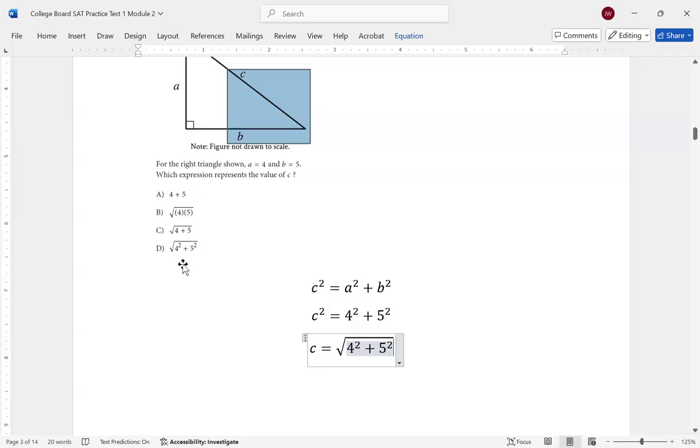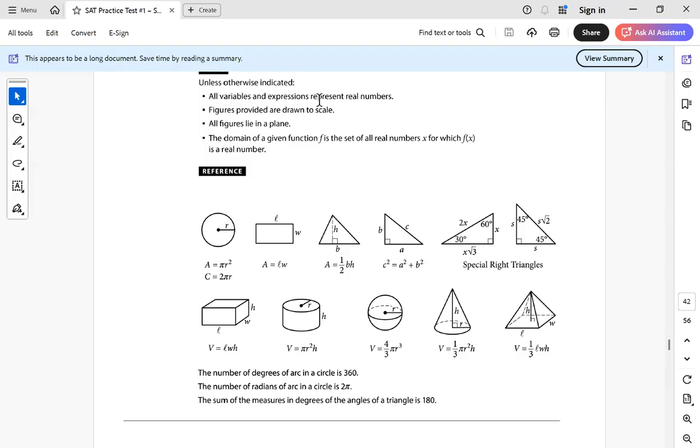So here we can say that our answer is D. And just look back at the exam, what it had. I'm using this reference here, that C squared is equal to A squared plus B squared on a right triangle.